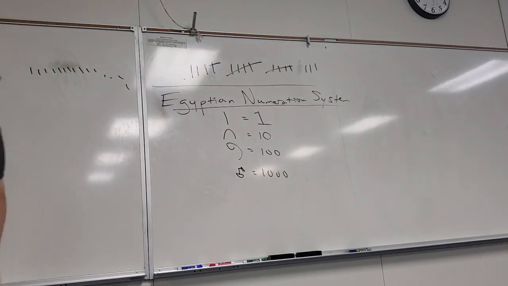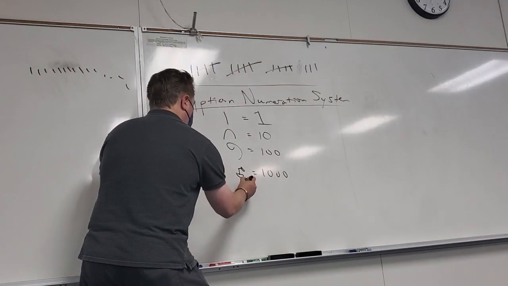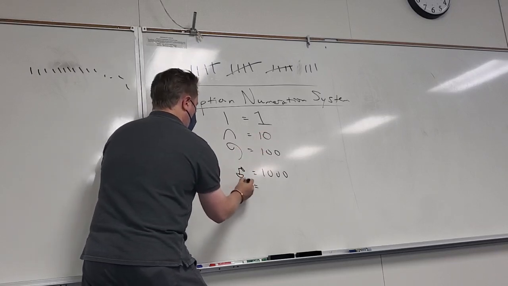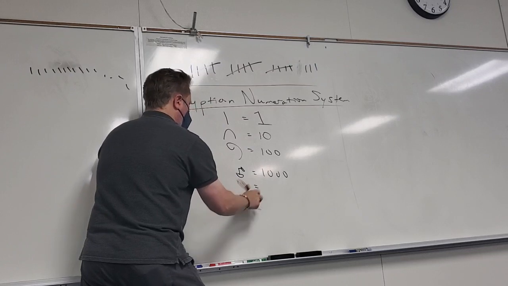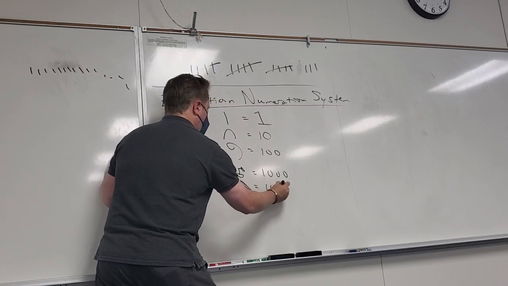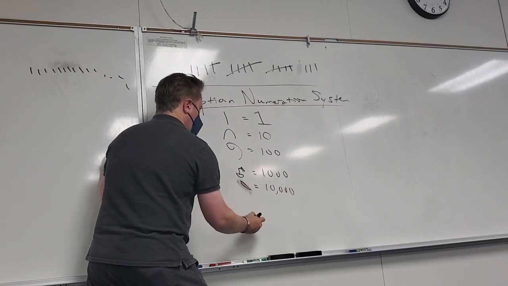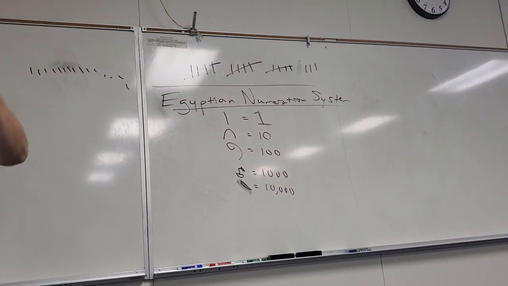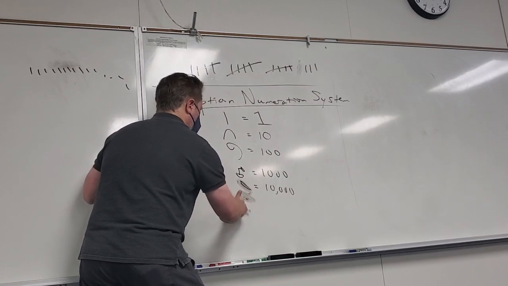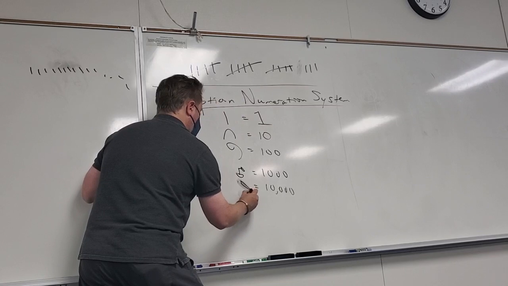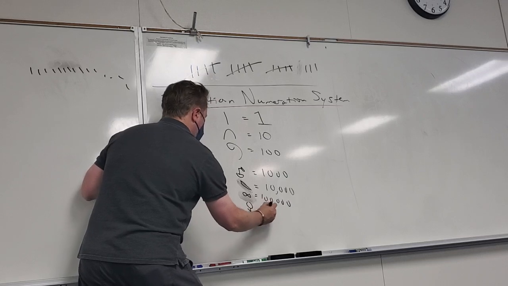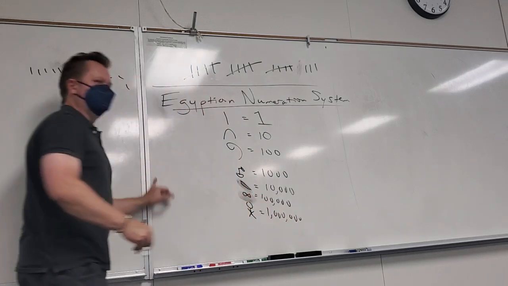Now, this is my least favorite one, because I can never make it look like anything except a banana. It's supposed to be a pointing finger. Oh, screw it, now it looks like a bird. I'm just going to draw a banana. So a pointing finger is 10,000. Little fish dude is 100,000, and then an astonished person is 1,000,000. I love that. Like you won $1 million.